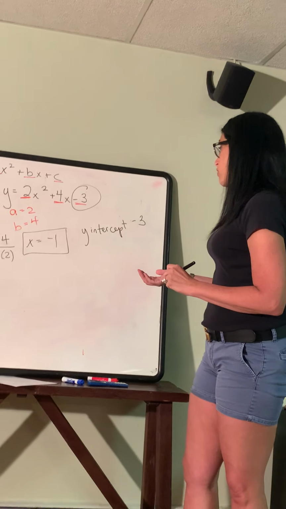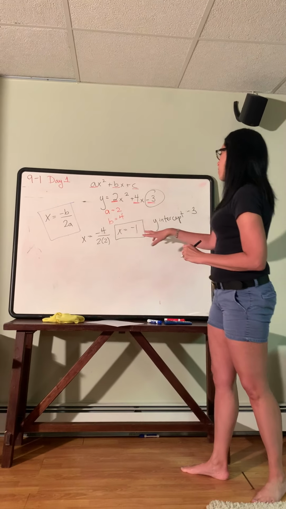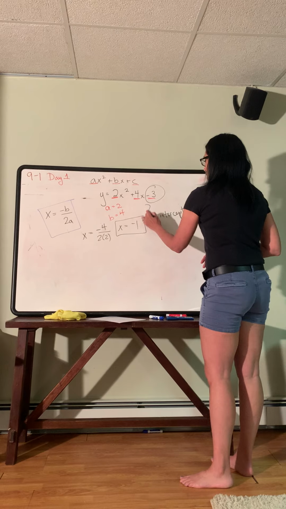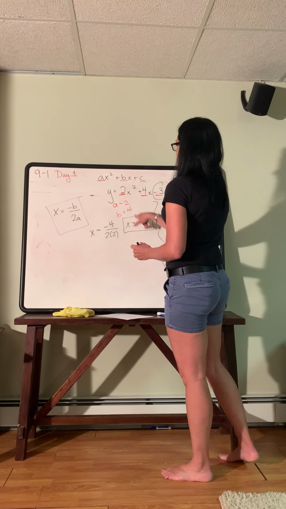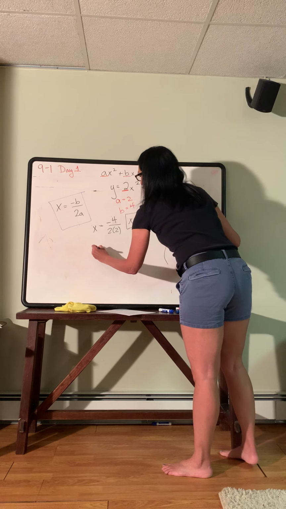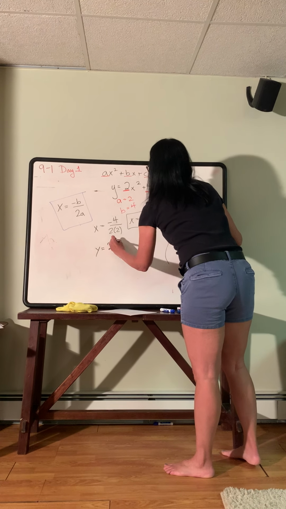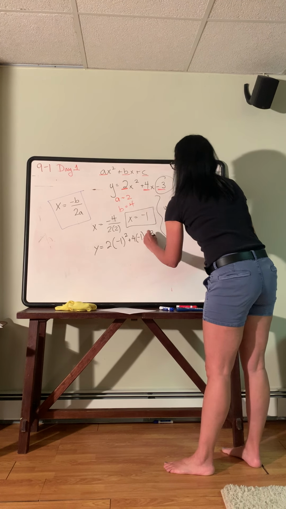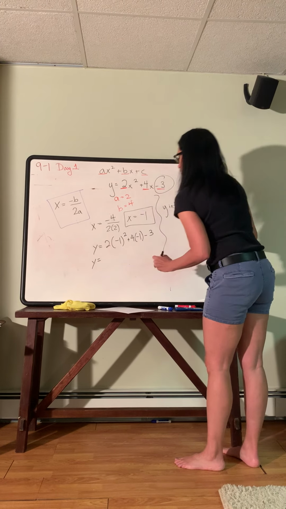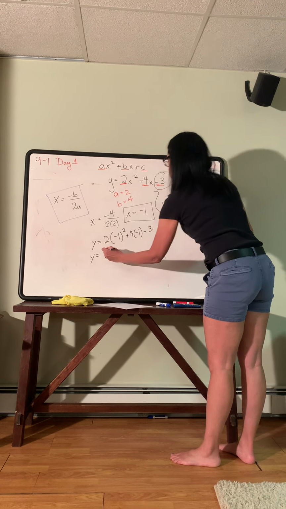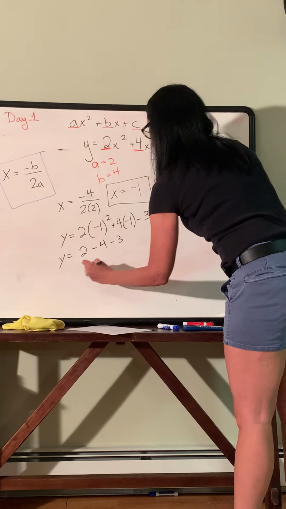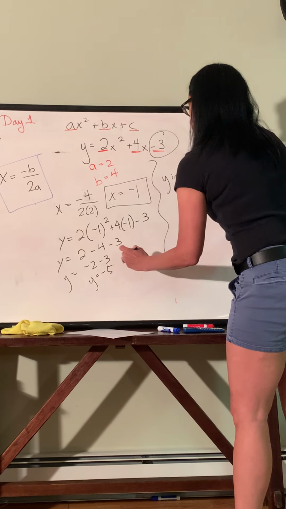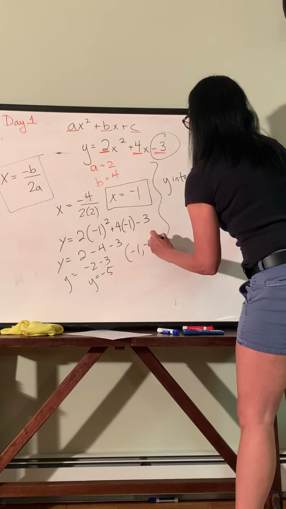Could you graph it based off of those two things? Yes, but we'd have to do one more step and get the y coordinate. I'll show you how to do that real quick. I'm going to take this x equals -1 and plug it into this equation and solve it for y. So y equals 2 times -1 squared, which is 1, 2 times 1 is 2, -4 minus 3, so y equals -2 minus 3, y equals -5. So I have a coordinate, -1, -5.